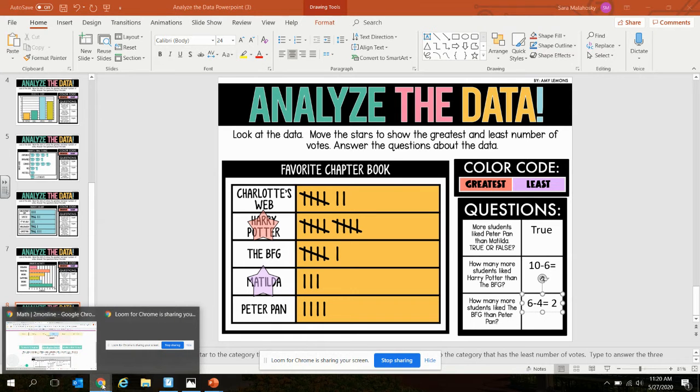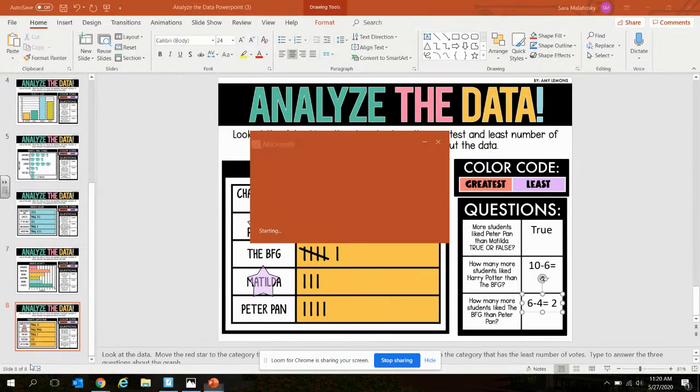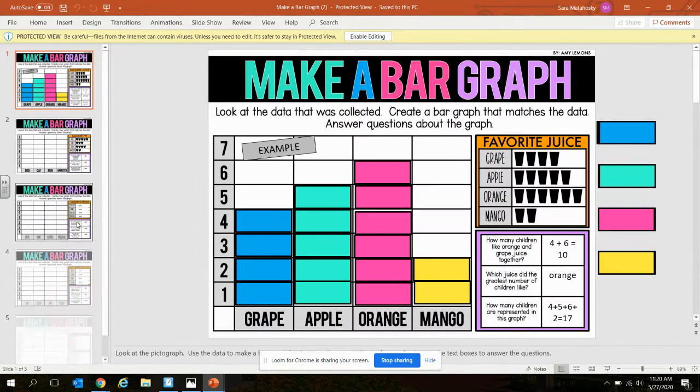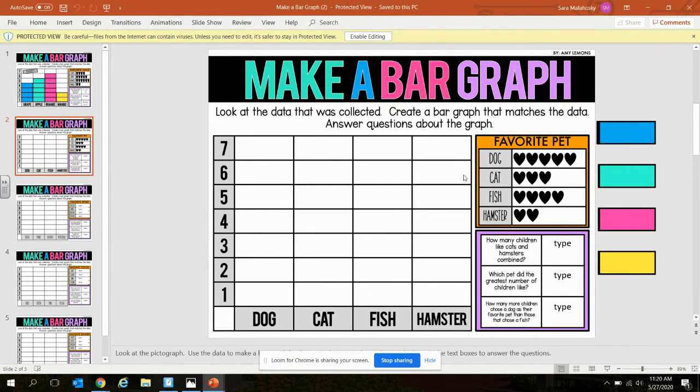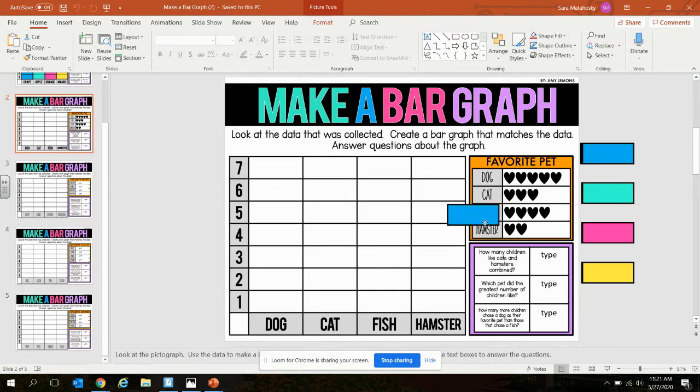All right, then the class went over and we made a bar graph together. I'm going to do this one to show you. So I looked at the data over here on the chart and then I dragged the rectangles over to show the data on the graph. So let's start with dog. How many kids voted for dog for their favorite pet? 1, 2, 3, 4, 5. So I need to put 5 boxes over here for dog.